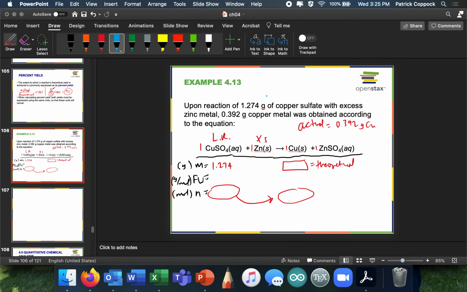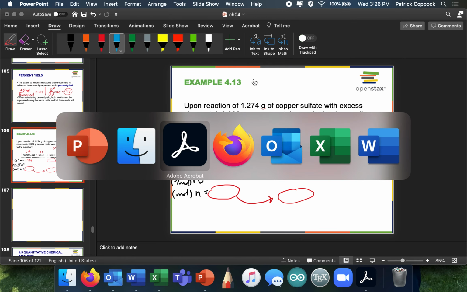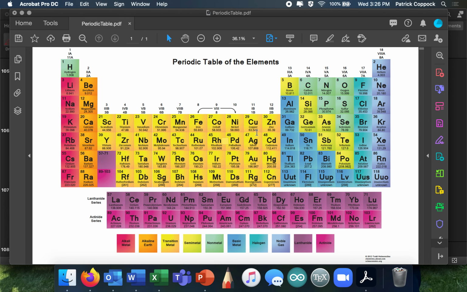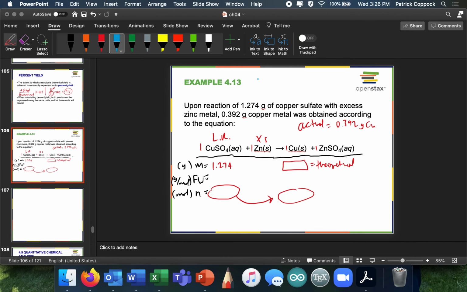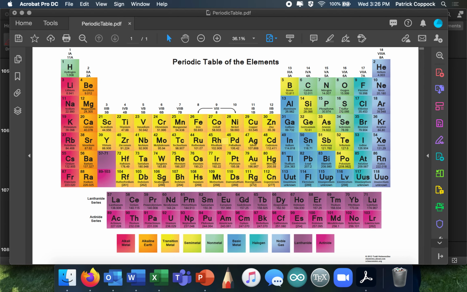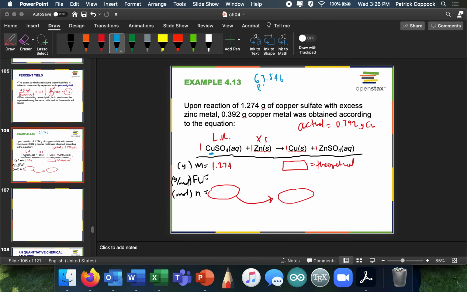Let me get a different color. Come over to my periodic table, which is here. And copper is 63.546, okay? 63.546, that's the copper. Sulfur is 32.066. I know, my handwriting's terrible. And my oxygen is 15.999, and there's 4 of those, okay? So I've got to multiply that by 4, and we add all these together, and we get.